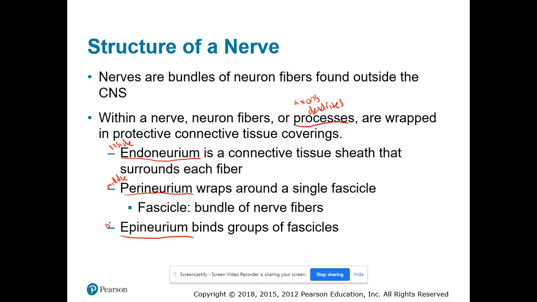Now, our outermost layer is going to be our epineurium. I remember in the muscle system, I said epi, you stick your EpiPen on the outside. These are going to take several fascicles and group them together, and in fact, actually cover the entire nerve.